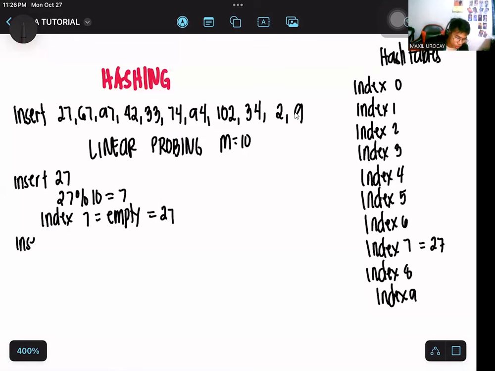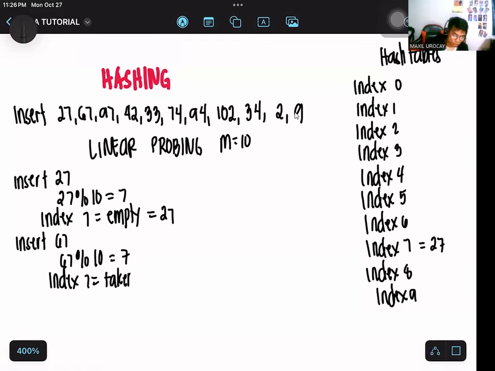So suppose that we'll begin to insert 67 right now. Considering 67 modulo of 10, when you calculate that, 67 divided by 10 will become 6. 6 times 10 will become 60. 67 minus 60 will be 7. 7 will be the remainder. So index number 7 is actually taken.